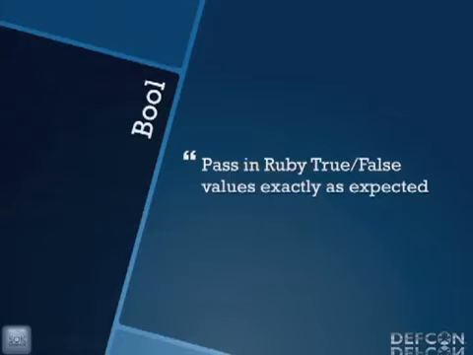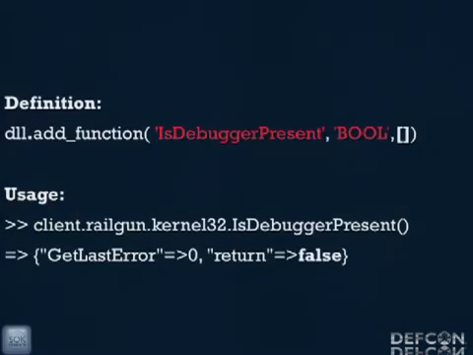We also have a Boolean type. There's not much I can say about it. It does exactly what you think it does. So you just pass it a Boolean, a true or false in Ruby. And another example, here's the IsDebuggerPresent Windows API call. And it returns an actual false value.